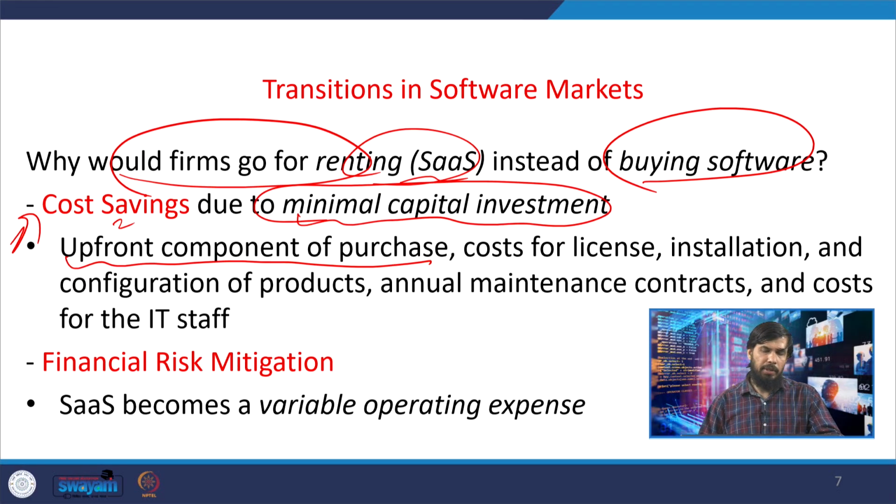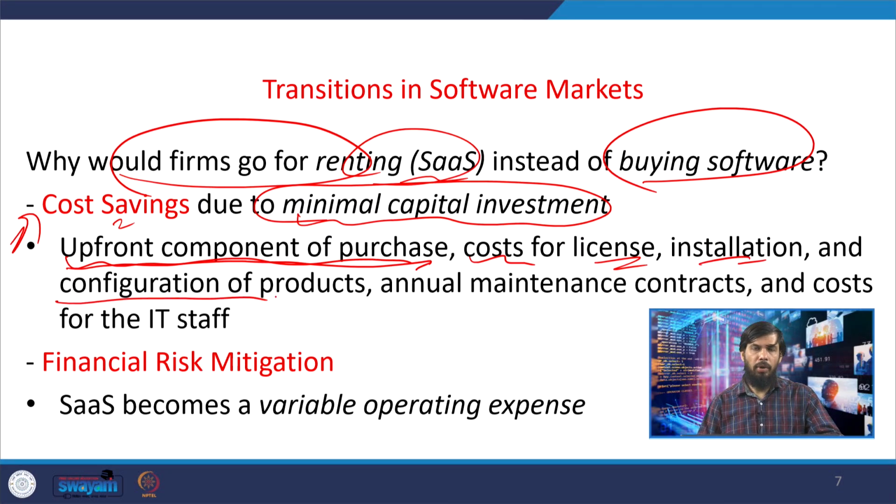But when you go for SaaS, then it is usage based or subscription based. That means you are not incurring the full upfront cost, or don't have to pay the full price to buy a software. So that upfront component of purchase is taken away in case of SaaS when we rent. So essentially when you rent something, you don't have to pay the price that goes into owning a product, right. And then there are costs for licensing, installation and configuration of products.